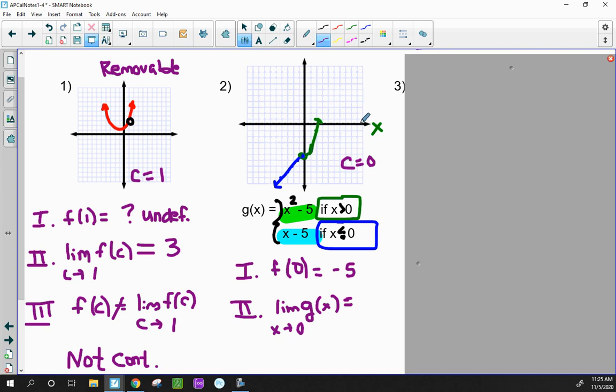Likewise, if I come in from the right side and look at it from this direction, the closer I get to 0, the y values are moving down the parabola and they're going to end up there. And so the height of the curve is going to be at negative 5.